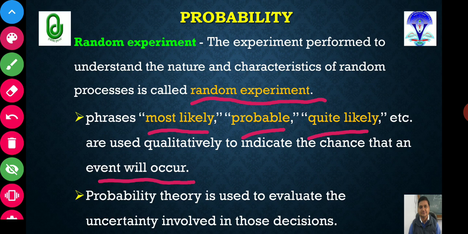Probability theory is used to evaluate the uncertainty involved in those decisions. In a random experiment, we have already seen that we cannot predict the result exactly. But there should be some measure from which we can evaluate the uncertainty involved in that random process. For that, probability theory will be of use. That is why we are going to study probability.